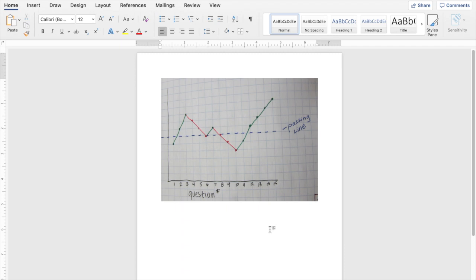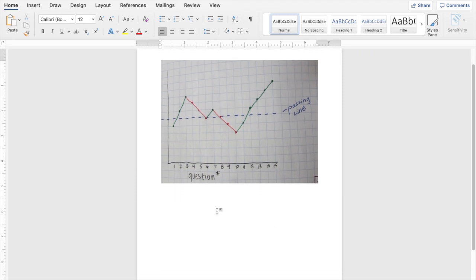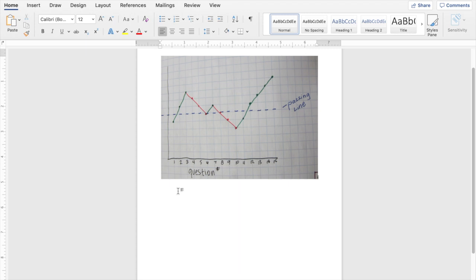Hey guys, I just wanted to pop in and say that this all was originally in my notebook, but I didn't realize until I started editing just how bad the quality of it actually was. So basically, this was in my notebook, and it's a graph of how the NCLEX graphs your answers.